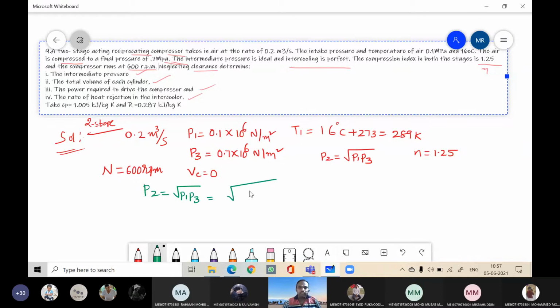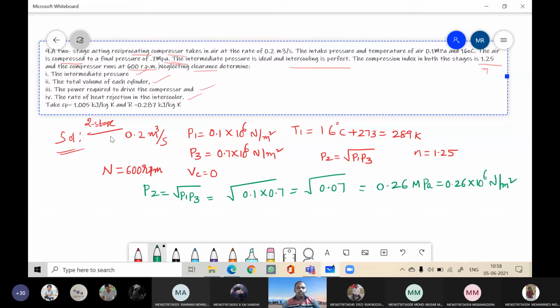So intermediate pressure P2 is equal to square root of P1 P3. Okay, open the calculators. P1 value 0.1 into P3 value 0.7. How much will it be? 0.07. Tell me the square root. 0.26 megapascal. So that is equal to 0.26 into 10 power 6 Newton per meter square.